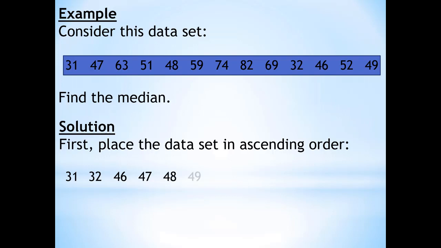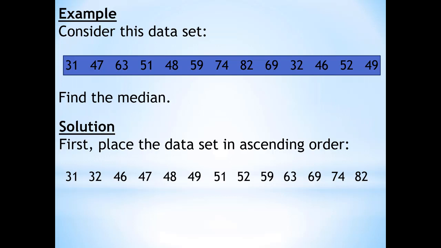And then the next value is 49. And then 51. We follow that with 52. And then the next smallest value is 59. After that, we have 63. Then we have 69. Next, 74. And lastly, we have 82. So that is our data set in order.